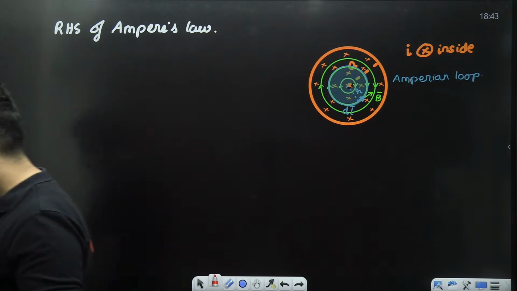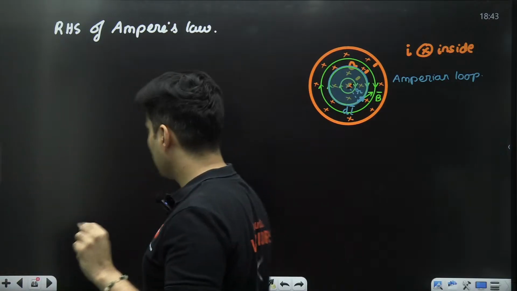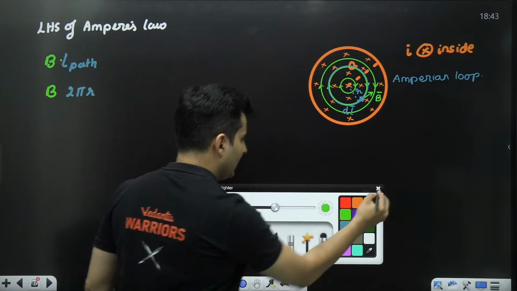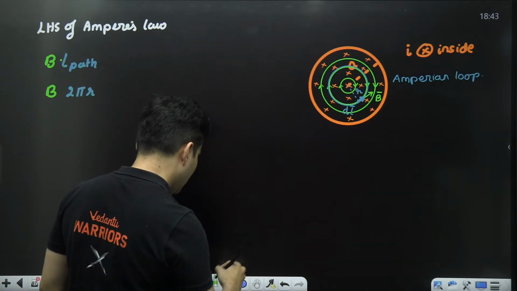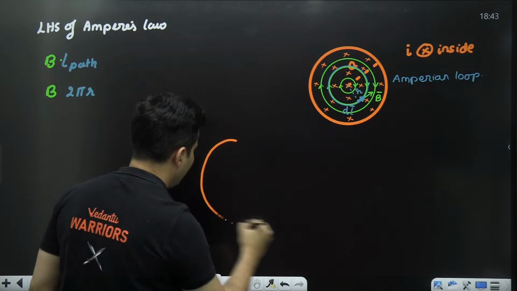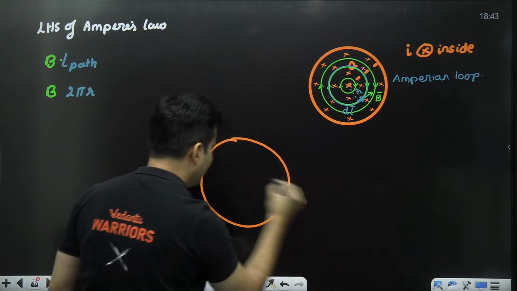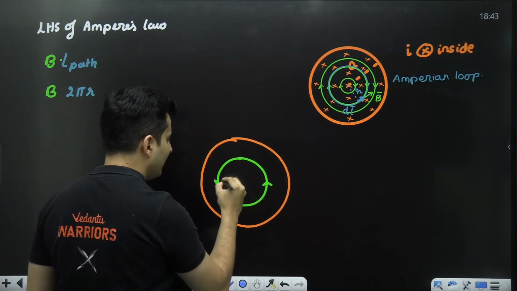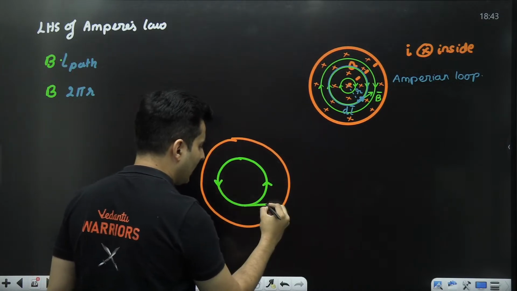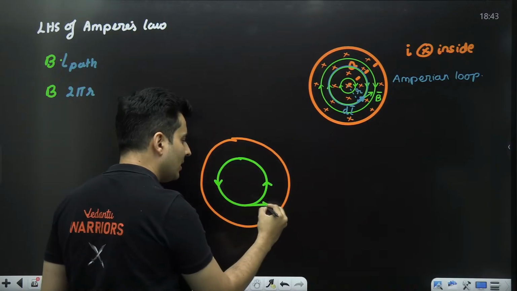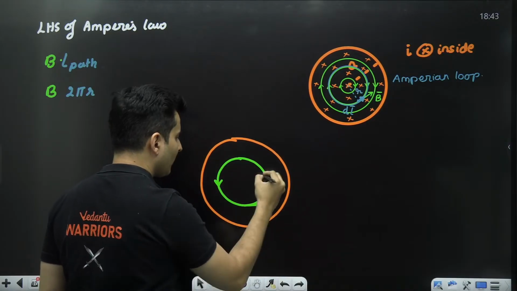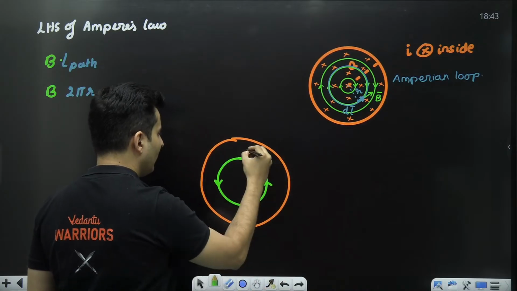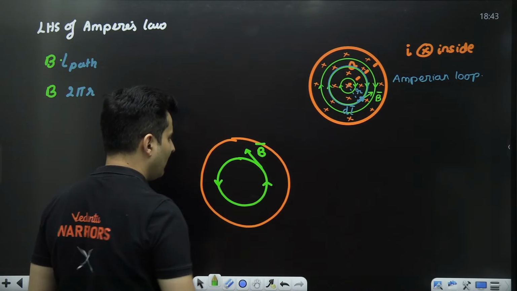Please explain the tangent part once. See, the magnetic field lines inside, where is it? This was our wire, right? The magnetic field lines will be like this, concentric circles. So if I draw a tangent to any field line, what does it give me? The direction of the magnetic field. If I again draw a tangent here, it gives me the direction of the magnetic field. If I draw a tangent here, it gives me the direction of the magnetic field.